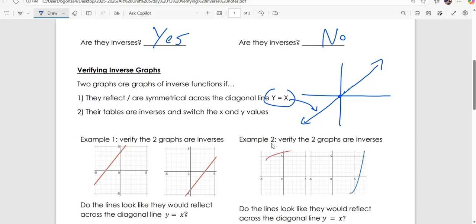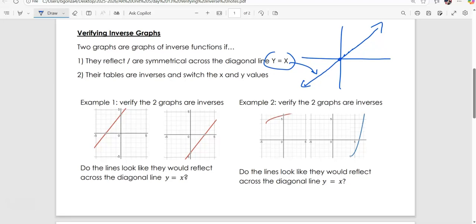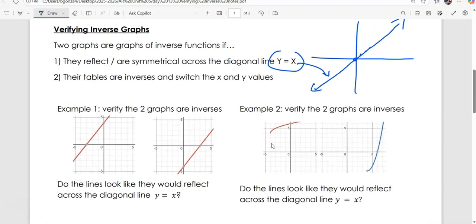So let's just take a look over here. We want to verify if these two graphs are inverses. Now, real quick, you could do this the table way by turning these points into tables and seeing if they flip over. You could turn it into a table problem if you wanted to. But let's see here. Do the lines look like they would reflect over y equals x? So let me take these points. So what is this, -3?